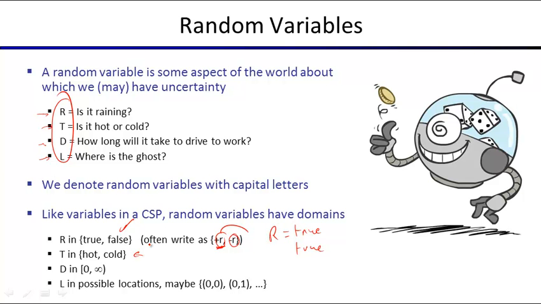Temperature could be hot or cold. The time it takes to drive to work is a continuous variable, 0 through infinity. And the possible locations for the ghost in our case could be discrete coordinates, in this case, pairs of coordinates. We'll not deal a whole lot with continuous variables, but in general, your random variables could have continuous domains, but we'll not look at the math of those in this class.